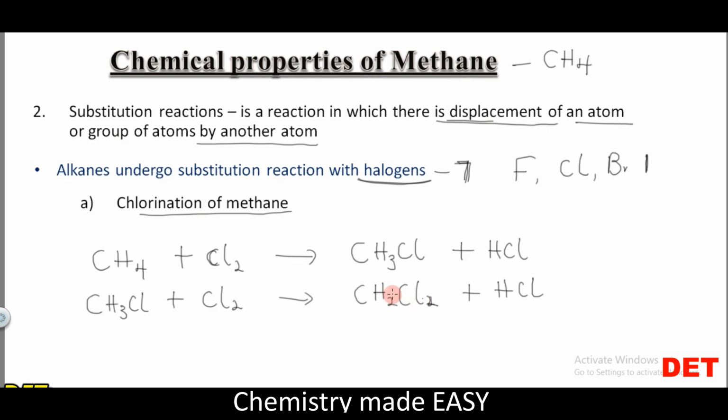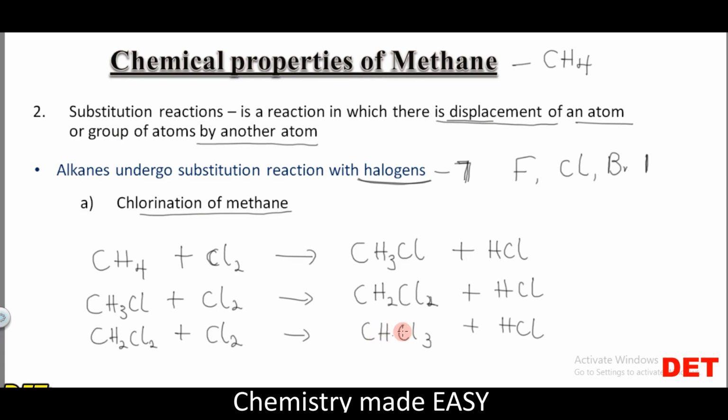Dichloromethane. So when this compound dichloromethane, CH2Cl2, reacts with another chlorine, it will react to give you CHCl3. That is, it will displace one of these hydrogen to give you CHCl3 plus what? Hydrogen chloride.